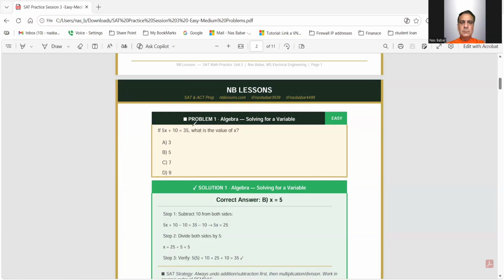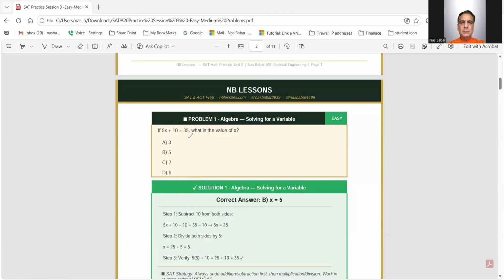I have about 10 problems, which I'm going to go through. So the first problem is, my friends, 5x plus 10 is equal to 35. Typical linear algebra problem, easy problem. You have to find the value of x. After a lot of practice, you should be able to just do that in your head. Let me go ahead and solve that for you so that you have an idea.